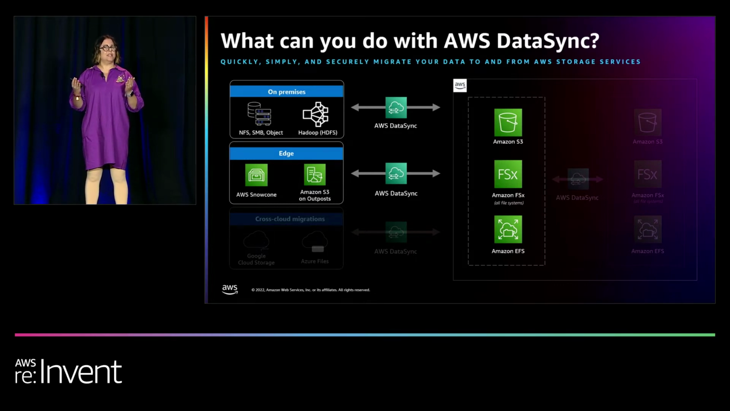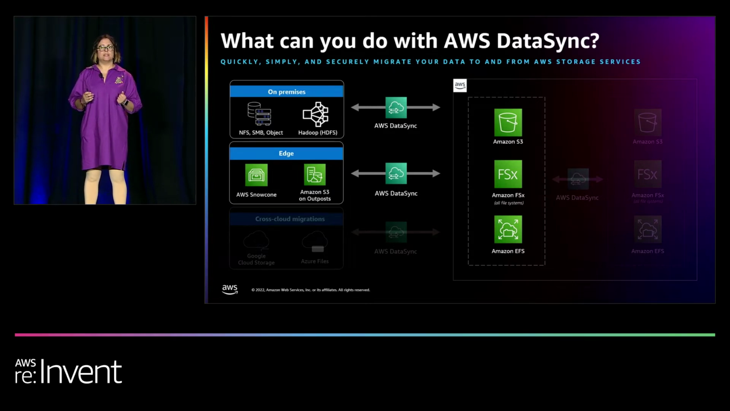And once they finish the testing, they go to their autonomous vehicles, get back the Snowcone device, and go to their office, plug it into their network, and activate the DataSync agent to start moving the data directly from the Snowcone device to AWS without having to ship back the Snowcone device to AWS.